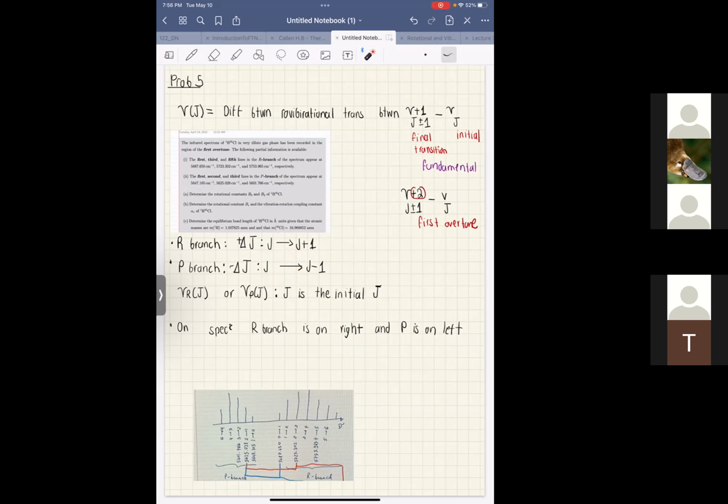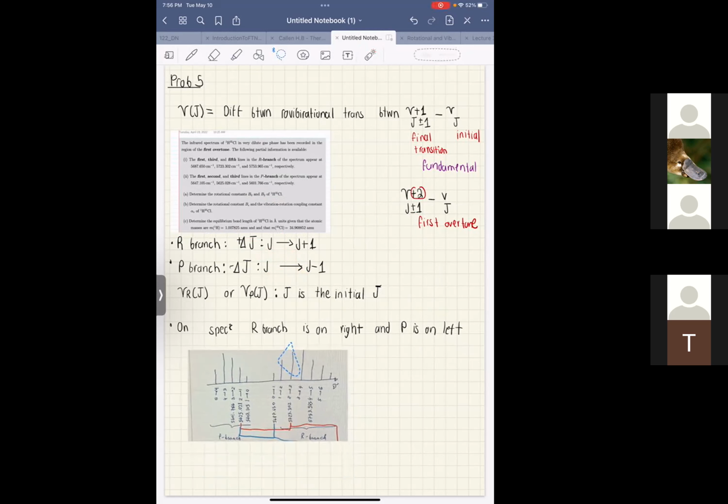Okay, so on the spectrum, this is what it shows. So for a P branch, we have, this is for the P branch. P branch is on the left and R branch is on the right. And this would show for V of R equal to 1 and V equal to 2 and so on. And this is V equal to 0 and V equal to 1.